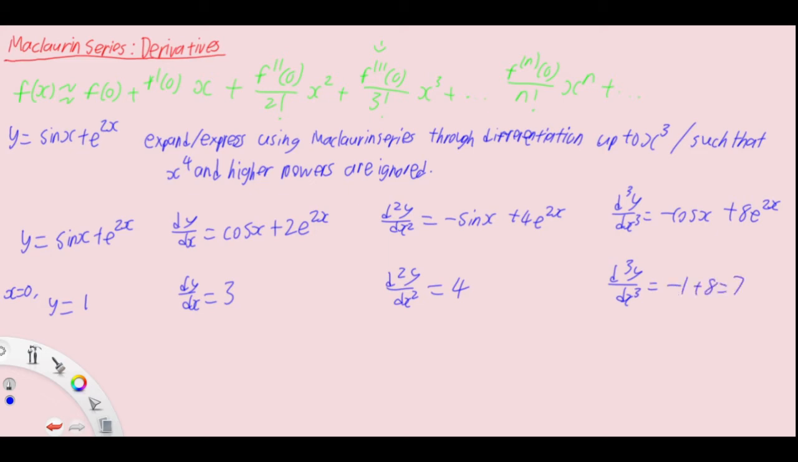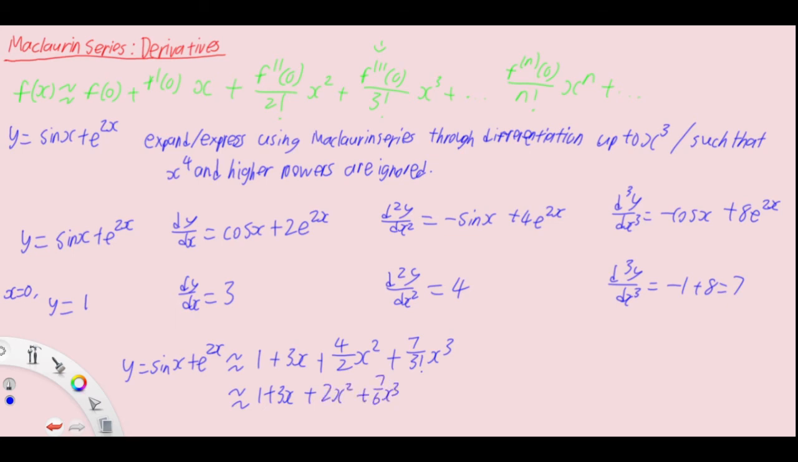So what do we do now? We just follow the formula. So y equals sine x plus e power 2x is approximated to f(0), which is 1, plus dy/dx, which is 3, so you have 3x. Then f double prime 0 equals 4 divided by 2 factorial x squared, plus the third derivative, which is 7 at x equals 0, so 7 over 3 factorial x cubed. We therefore have 1 plus 3x plus 2x squared plus 7 over 6 x cubed.